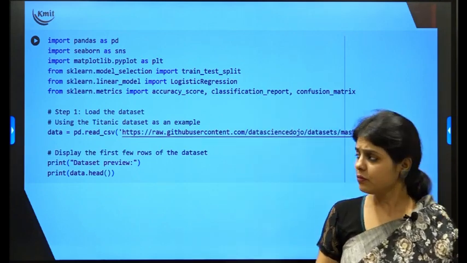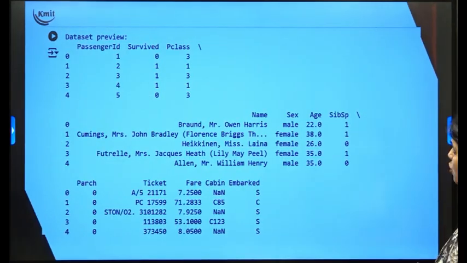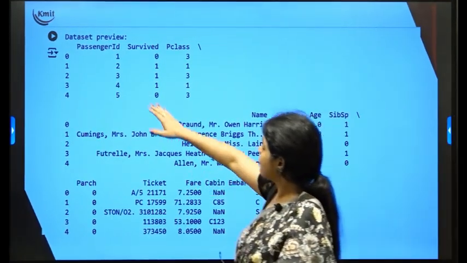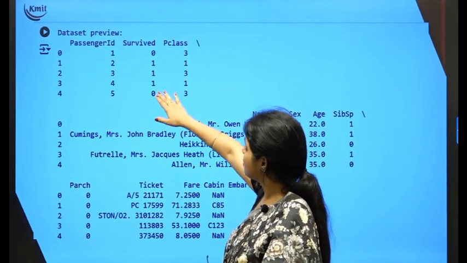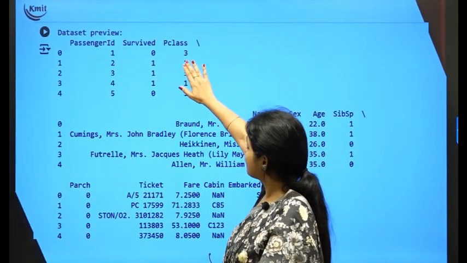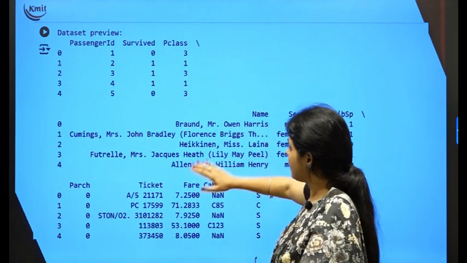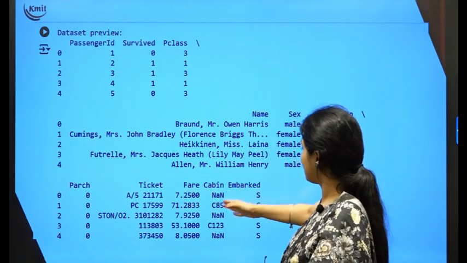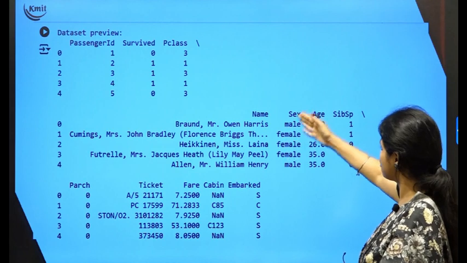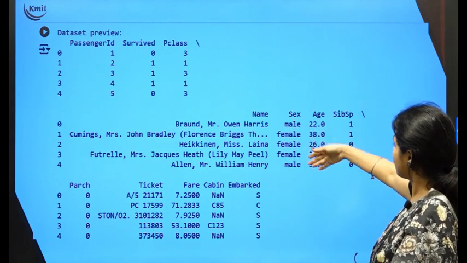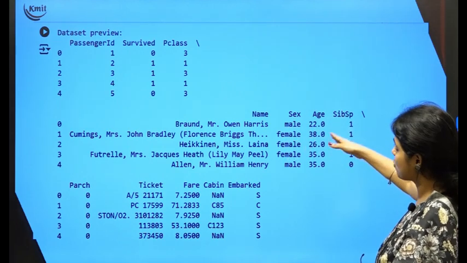Okay, so let's see what this dataset is all about. We have passenger ID, we have survived, which is the output target class. We have Pclass, and then we have ticket type, fare, cabin, so many others: the name of the passenger, the gender of the passenger, the age of the passenger, so many other details.